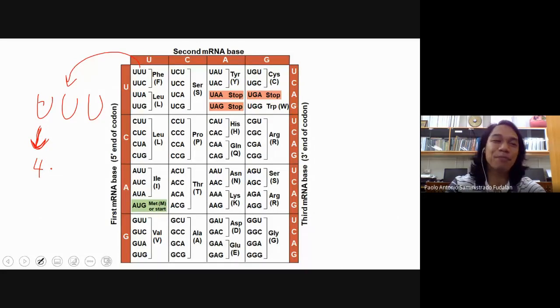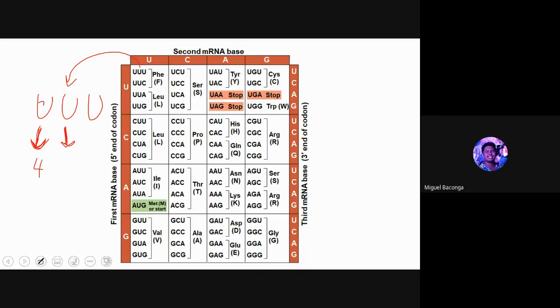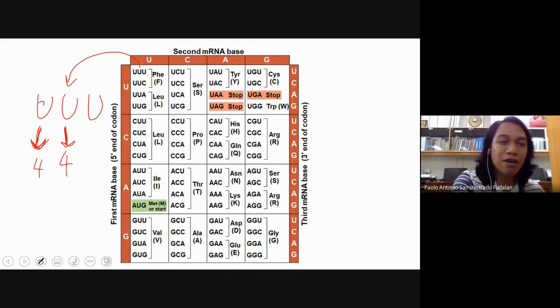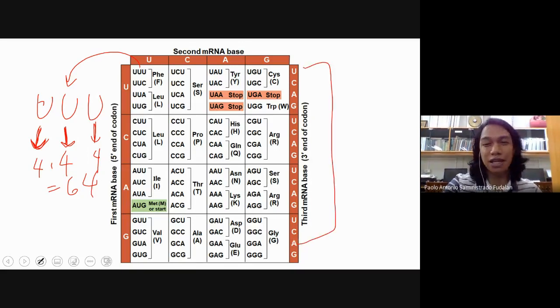Okay. What about in the second position? How many choices? Can you repeat what you chose in the first position? Yes, you can repeat. So how many choices in the second position? 4 again. So actually, all of these positions have 4 choices. So 4 times 4, 16, times 4, this is 64 codons that you see in this table.